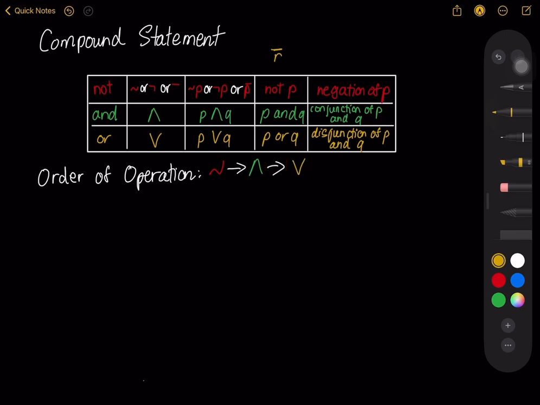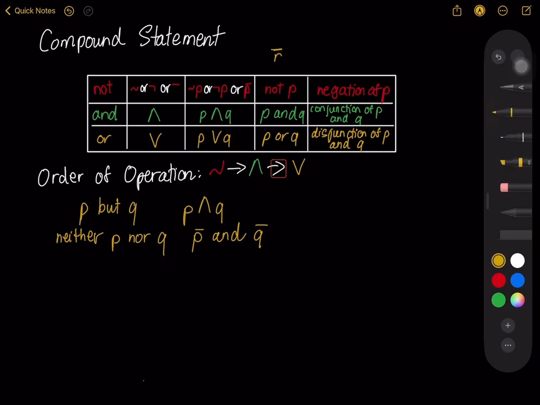Okay? So if I said P but Q, it means P and Q. Or if I said neither P nor Q, it means not P and not Q.